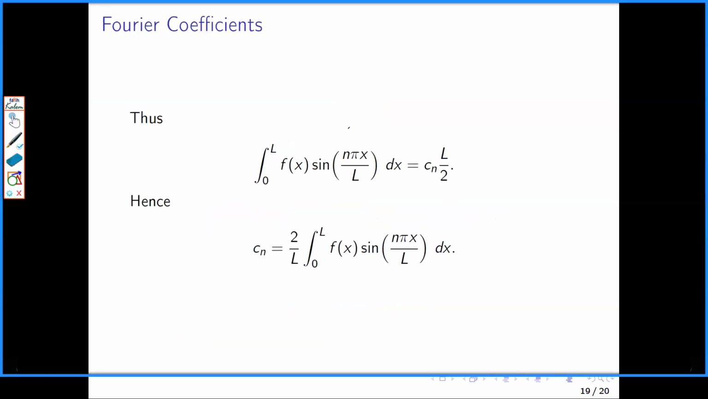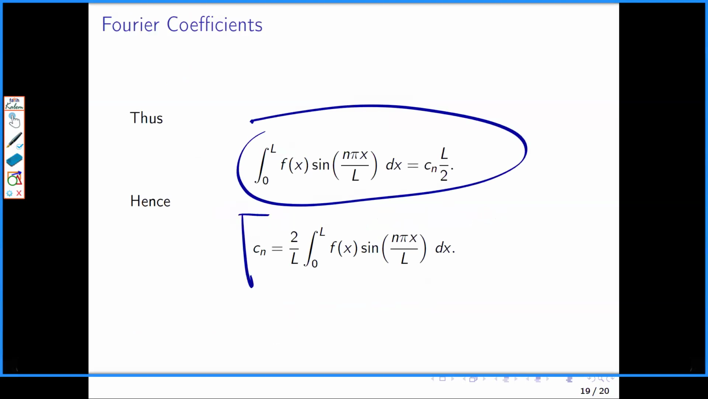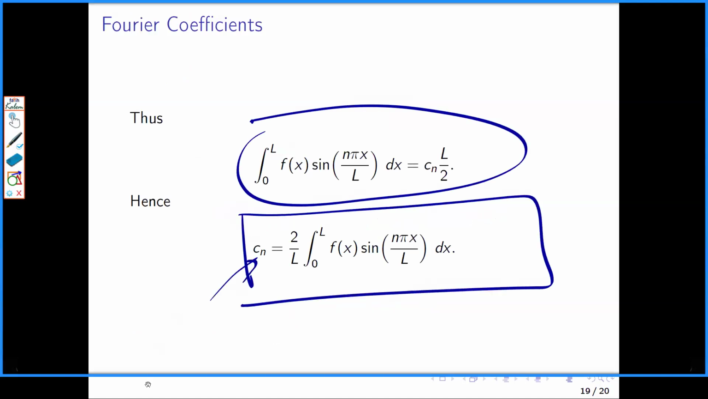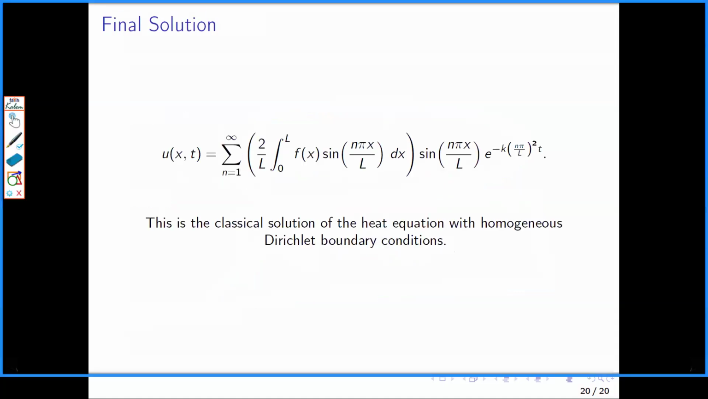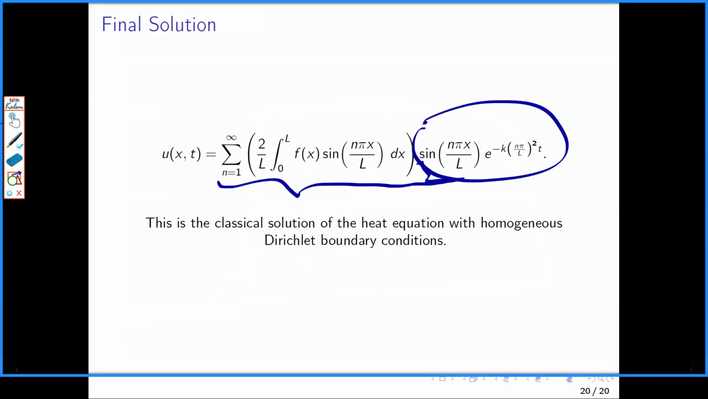If you do the same for Cn, by this integration, you can get your Cn Fourier sine coefficient. As you see, Cn is here, it will be 2 over L, integral from 0 to L of f(x) sine of n pi x over L dx. Okay? This process is the same as we do in the wave equation. It's very similar. We found the Cn coefficients, so you are ready to write your u(x,t) function. These are the Cn coefficients and the remaining part, so you get the result like that.